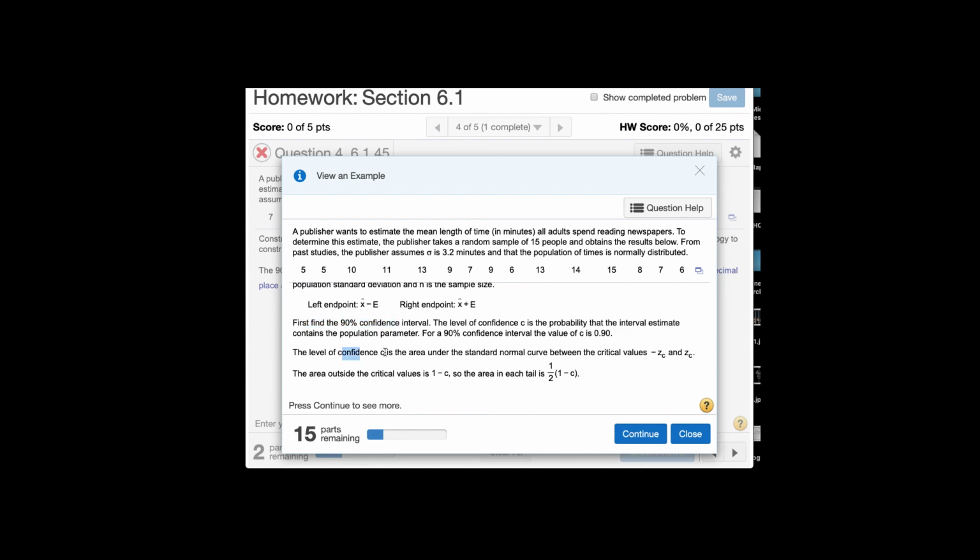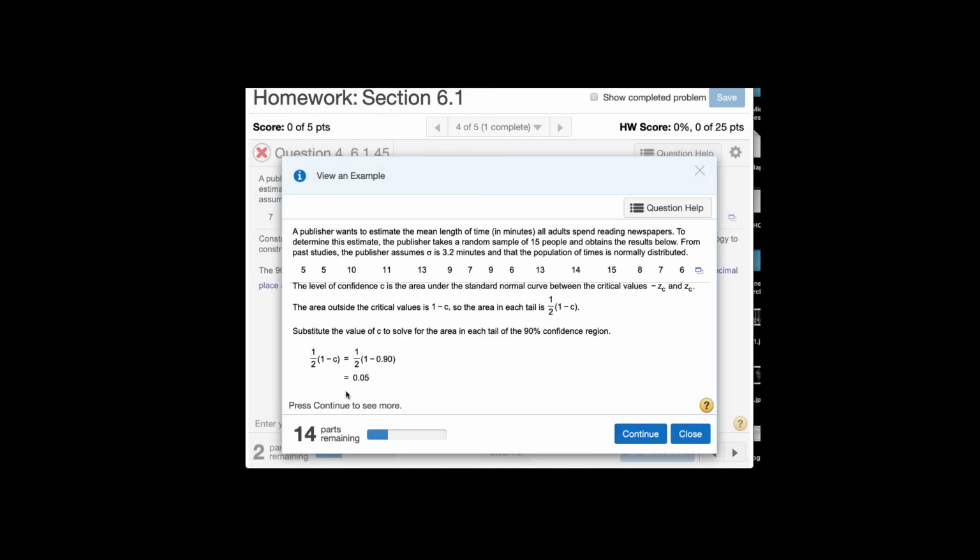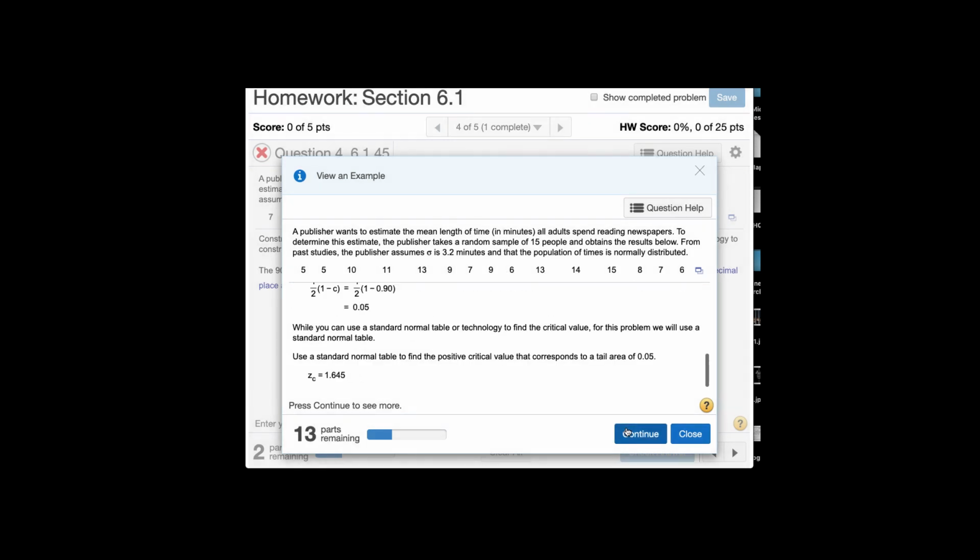So the level of confidence C is the area under the standard normal curve from negative zC to zC. The area outside of it is 1 minus C, right? So the area on the left and right tails are the same and equal to 1/2 of 1 minus C, as we had on the slides too. So C is 90%, so 0.9 in other words. We get 0.05, the tail area, and z is the value that we need to find.